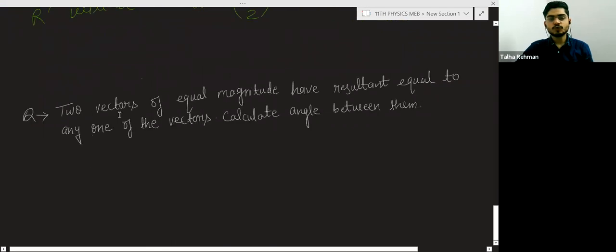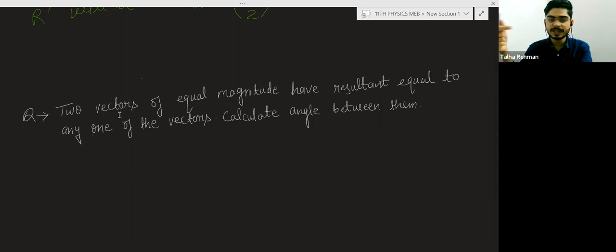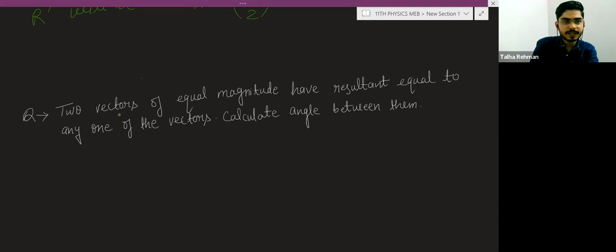They are saying two vectors of equal magnitude have the resultant equal to any one of the vectors. Simple. Calculate the angle between them. Theta you have to find.